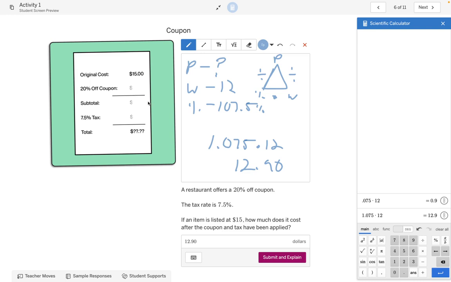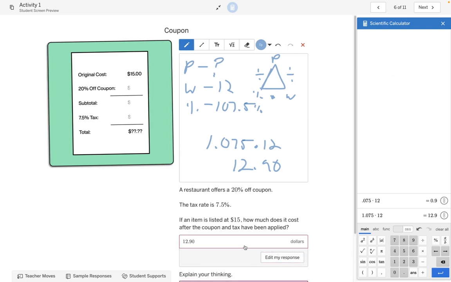20% off means this is 80%. If I'm adding 7.5% tax, then that's going to be 107.5%. So therefore, I can jump to those, or I can do it in pieces. Take off the 20%, find the 7.5, subtract, add, and then get the answer. Either way is fine. And again, you can explain if you like, or you can just leave the work here, and that's fine.